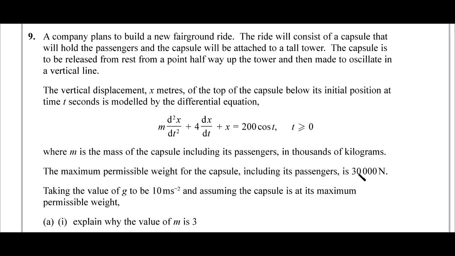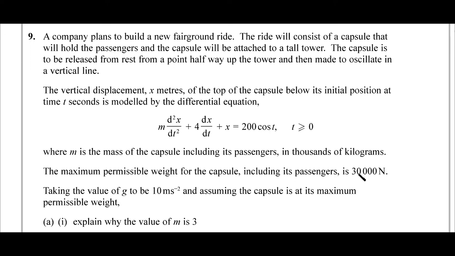Question number 9. A company plans to build a new fairground ride. The ride will consist of a capsule that will hold passengers, and the capsule will be attached to a tall tower. The capsule is to be released from rest from a point halfway up the tower and then made to oscillate in a vertical line.